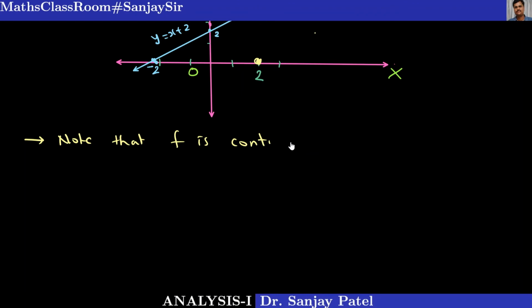F is continuous for every x belonging to R minus 2, because for x less than 2 or x greater than 2, the function is a straight line, which is always a continuous function. So let us think about the special case. Consider the point x equal to 2. What happens at the point x equal to 2? We want to discuss the function's continuity.